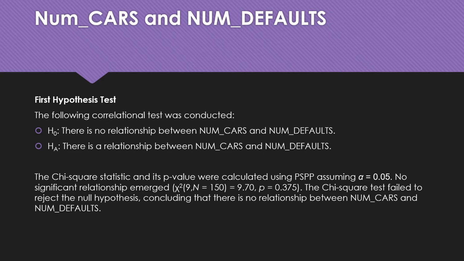The chi-square statistic and its p-value were calculated using PSP software. Assuming that alpha equals 0.05, no significant relationship emerged, with 9 degrees of freedom with the population sample. That population was 150. The chi-squared statistic resulted in a value of 9.7 with a p-value of 0.375. The chi-squared test failed to reject the null hypothesis, concluding that there is no relationship between the number of cars and the number of default payments.